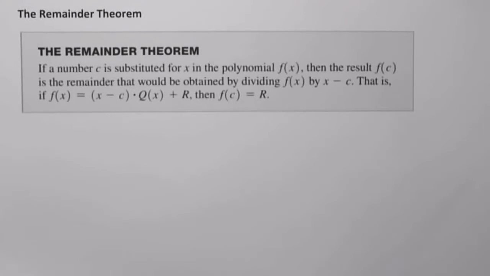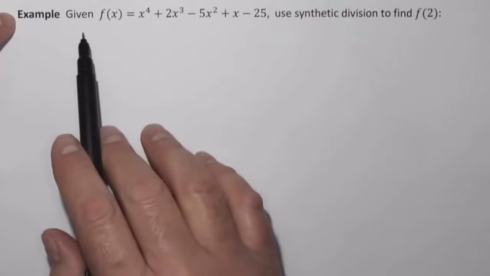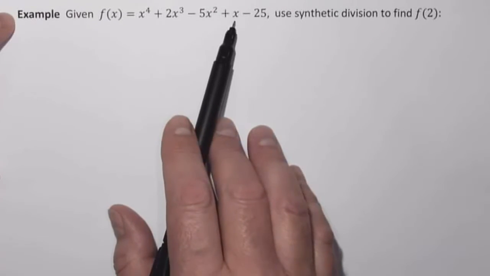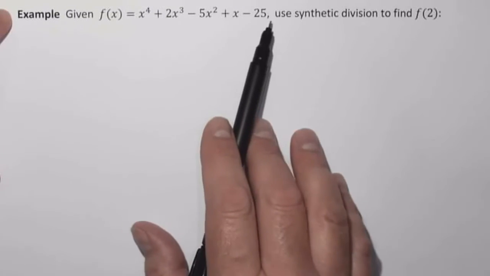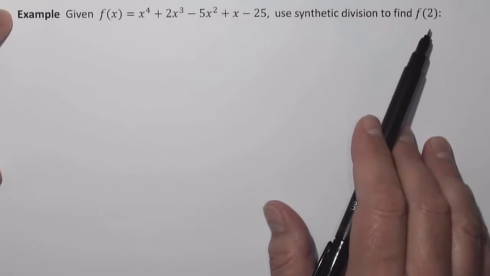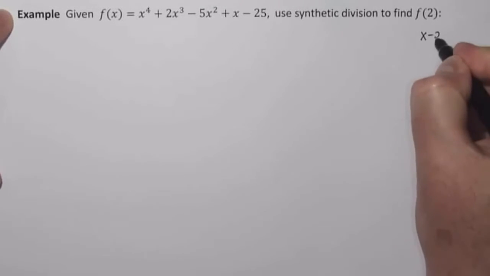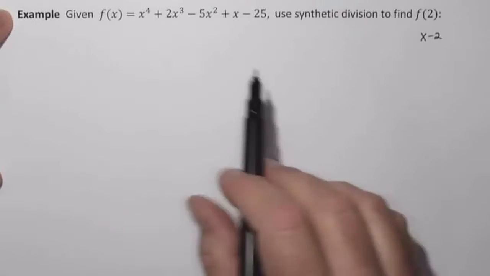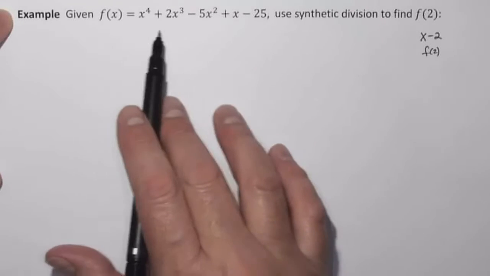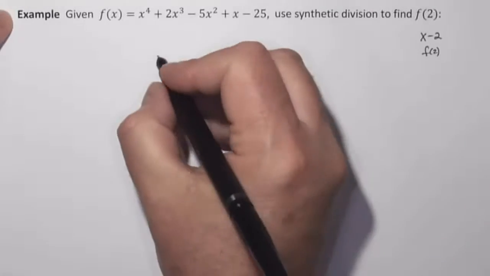Let's take a look at an example. In our example, we're given that f of x equals x to the fourth plus 2x cubed minus 5x squared plus x minus 25, and we want to use synthetic division to find f of 2. Again, the remainder theorem says that if we divide this polynomial by x minus 2, the remainder that we get will be the same as f of 2. So the remainder when we divide by x minus 2 is going to equal f of 2. That's how we're going to find it, and we're going to use synthetic division to do so.